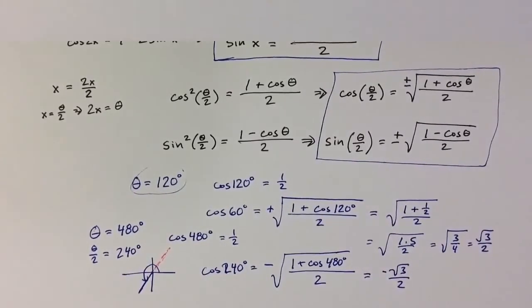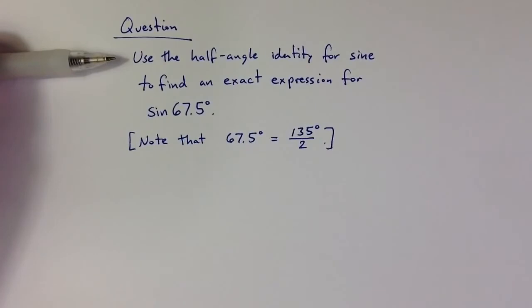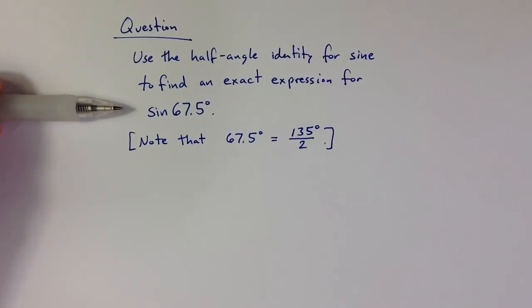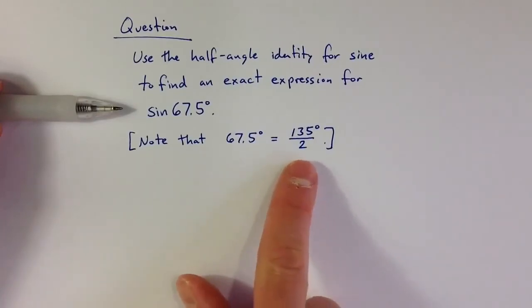So let me end the video with a question. I encourage you to take a few minutes and try to use the half angle identity for sine to find an exact expression for sine of 67.5 degrees. And it will help to think of 67.5 degrees as 135 divided by 2.